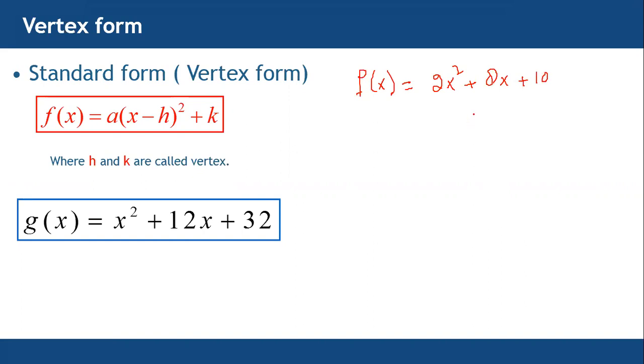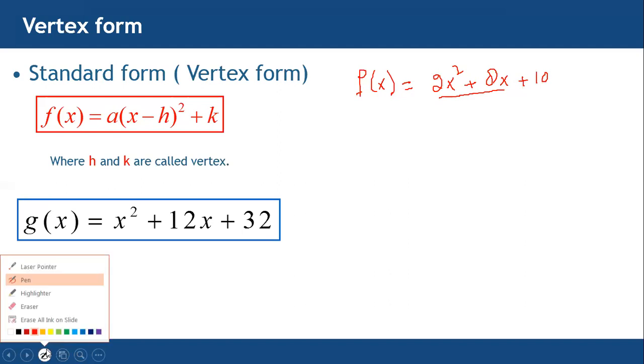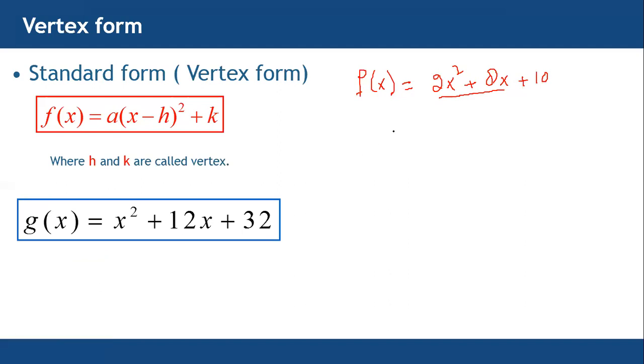Now, the first two are important. You can see here this one. What can we take common between 2x square plus 8x? I'm talking about 2, yes. So if we take 2 here, now we have x square plus 4x, and outside we have plus 10.